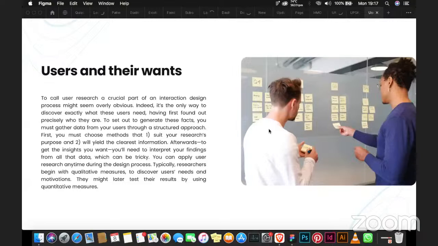The first is to suit your research purpose. How do you do that? When we say suit your research purpose, first you draft out and ask yourself, who are you designing for? Because it's very, very important for you to know who you're designing for.